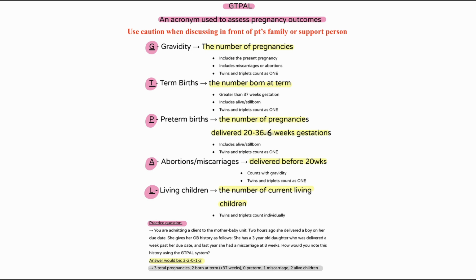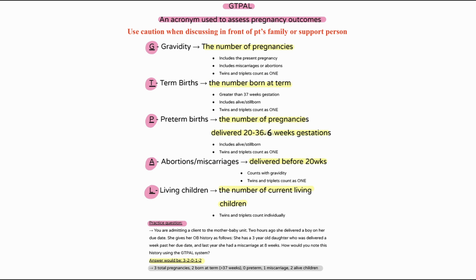The T in GTPAL stands for term pregnancies, term births, meaning the number of babies that are born at full term, which is 37 weeks to 42 weeks. So what we're including in that T, right? G is every pregnancy. T is the number born at term. So any pregnancy that lasted 37 weeks on.